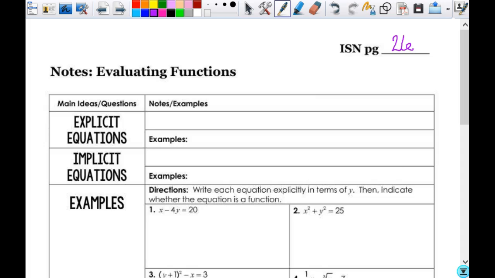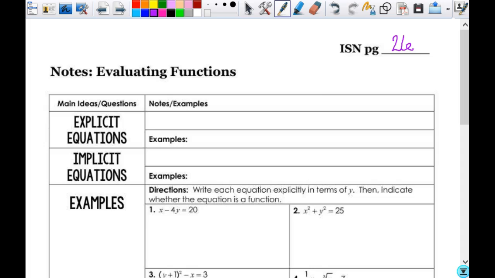We're going to start by talking about explicit and implicit equations. Does that sound like something you've done before? Probably not, I would expect. You have done it. I don't know that those words were used with you, but you will know what I'm talking about once we do it.